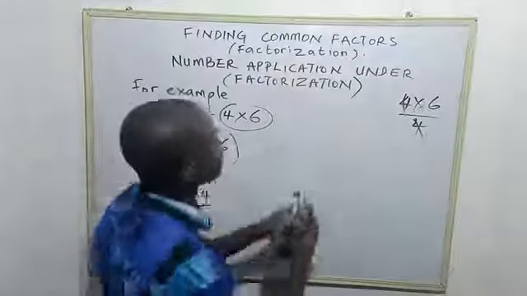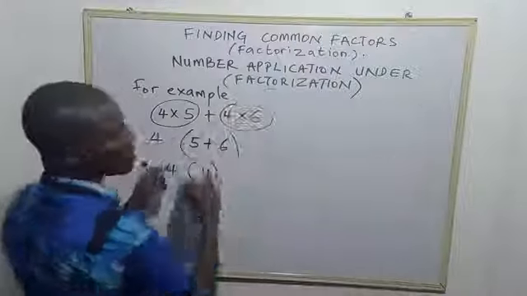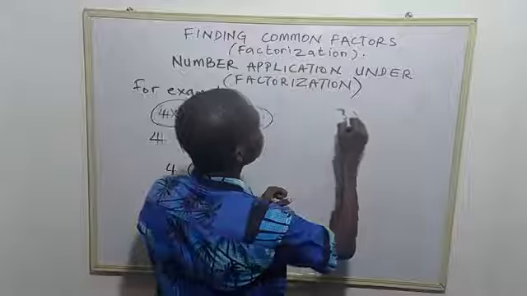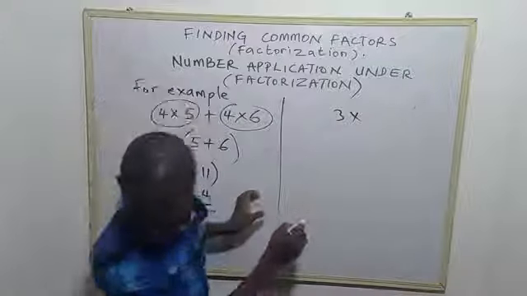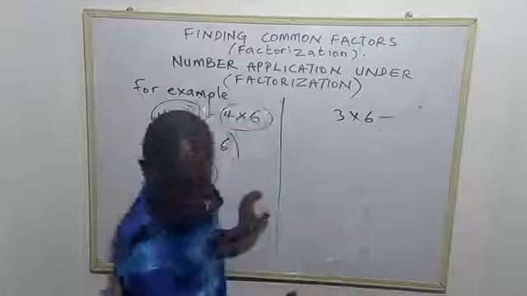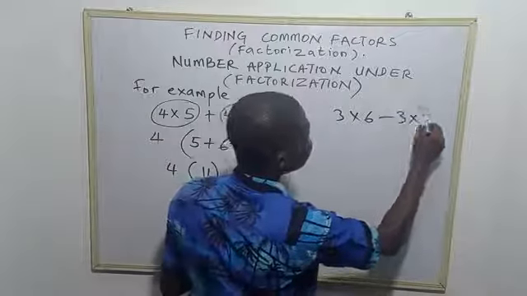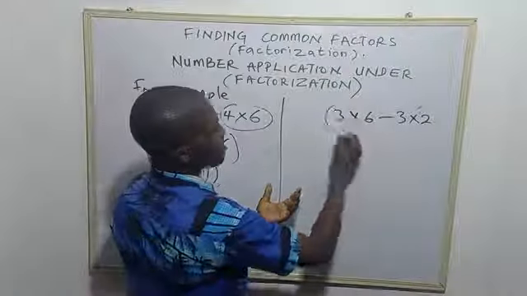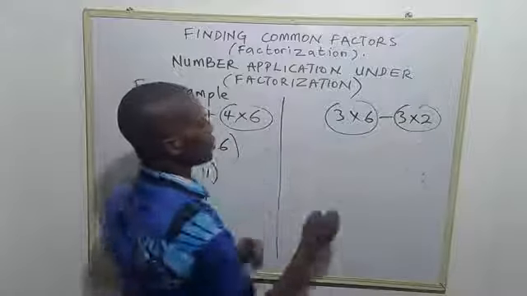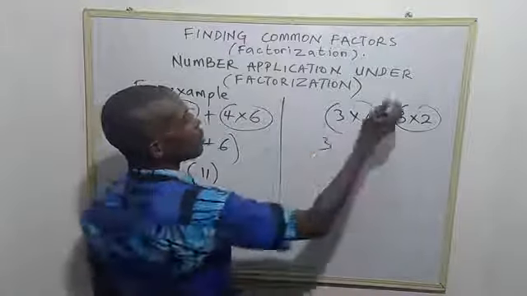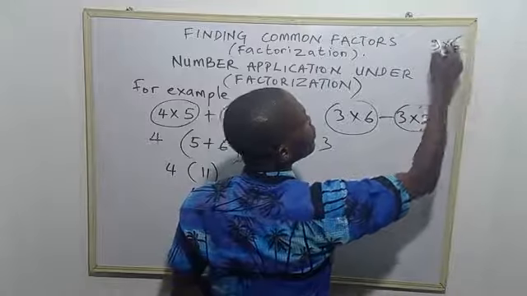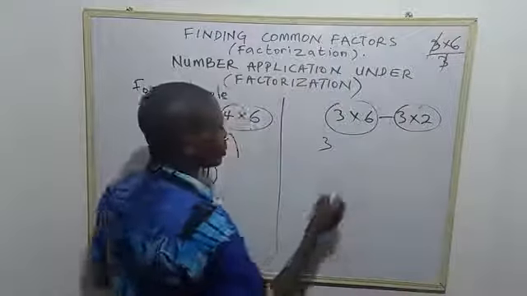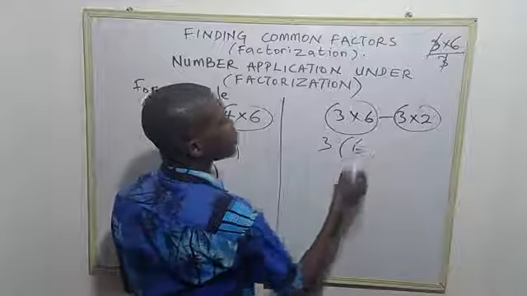Okay, continuing. We have done the positive part. Let's go to the negative number as well. Example: 3 times 6 minus 3 times 2. So with this, what is common? 3. Now 3 times 6 divided by the one that is there, 3. This cancels this. What do you have left? 6. So open a bracket and write your 6.